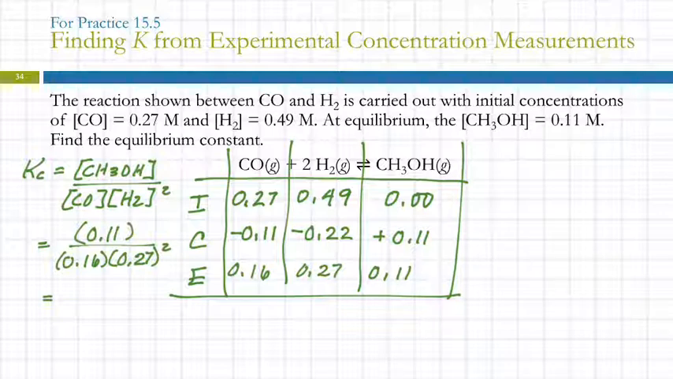Looking in the wrong place, 0.11 divided by 0.16 divided by 0.27 squared. 9.43? Any questions?